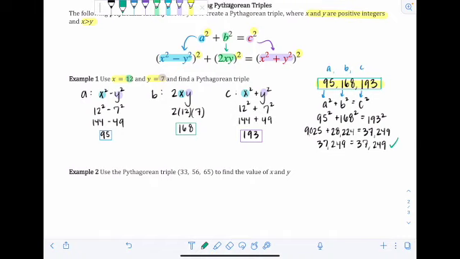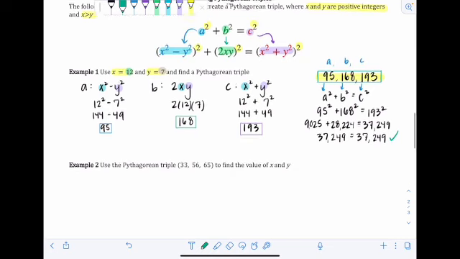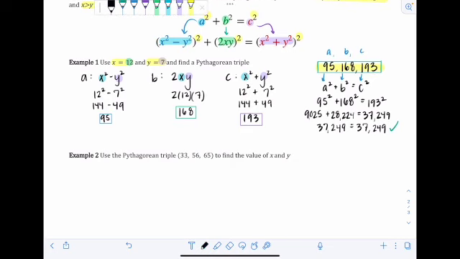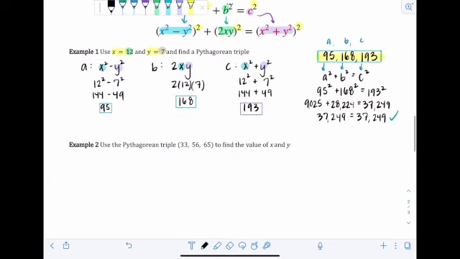And then example 2 is kind of like working backwards, so use the Pythagorean triple 33, 56, and 65 to find the value of x and y. So we're trying to solve for two different variables. So if we're trying to solve for two different variables, we need to set up a system of equations, basically. So I'm just going to rewrite the identity down here really quick.